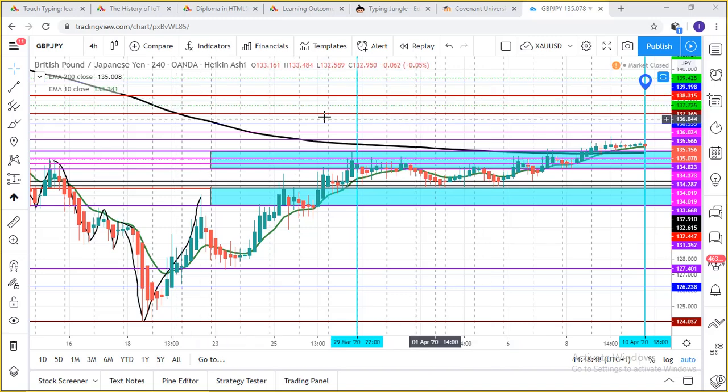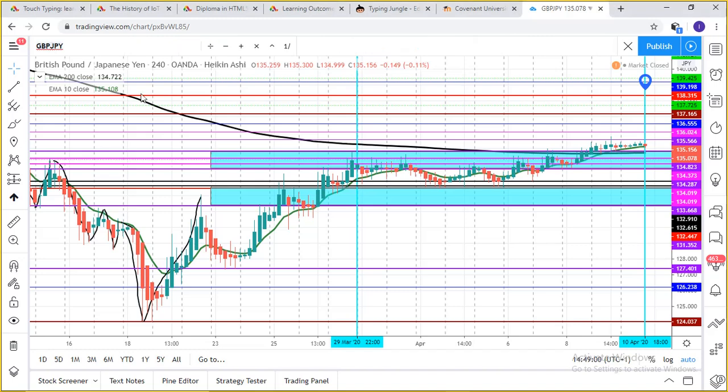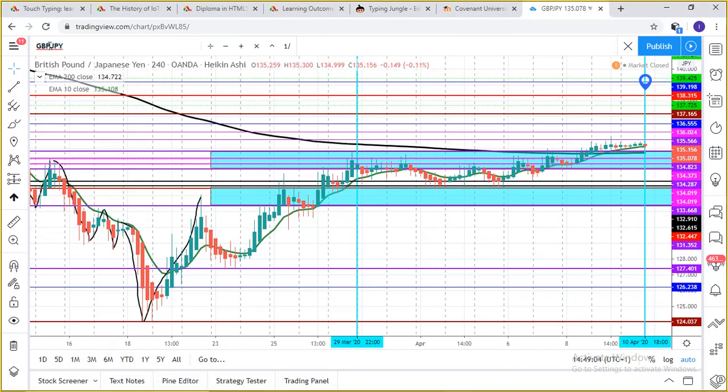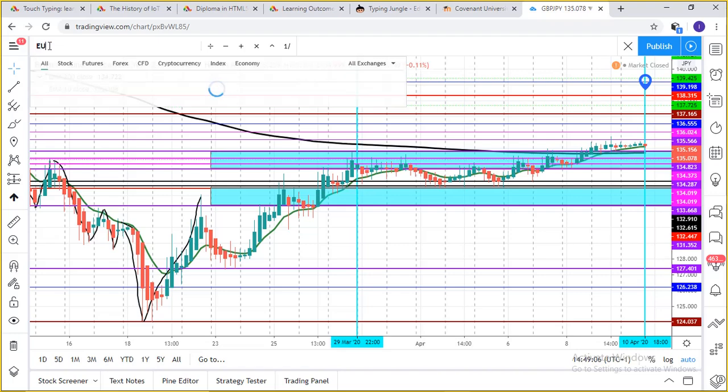to trade. So, do you have any question on pounds yen before I move to another currency pairs? Do we have any question?